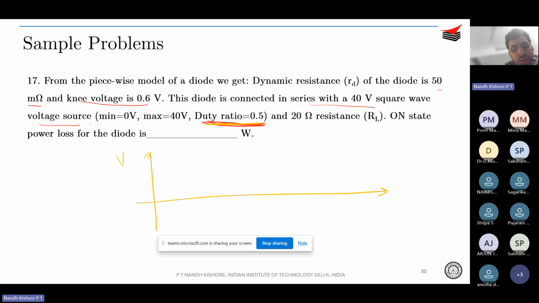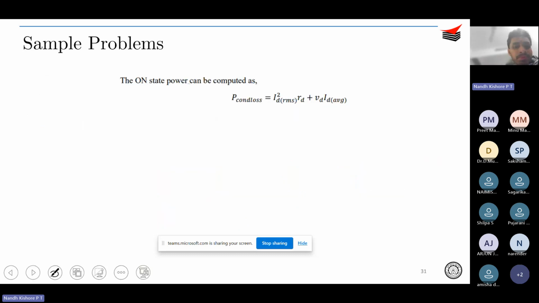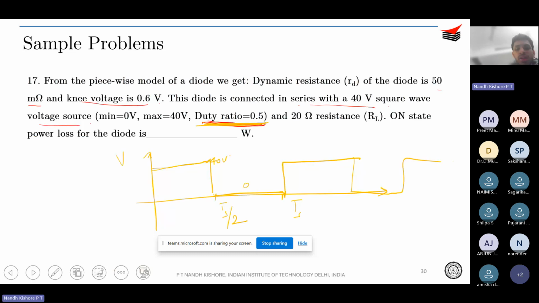So your voltage source is going to be something like this. And if this is your switching period Ts, it's going to be Ts by 2, right? Why? Because the duty ratio is 0.5. So for 50% of the time duration, we're going to have 40 volts, and for the remaining 50%, you're going to have 0. So 40, 0, 40, 0, right? That's how it's going to go. Same thing, and the question is on the on-state power loss for the diode. So you need to compute the power loss, P loss.